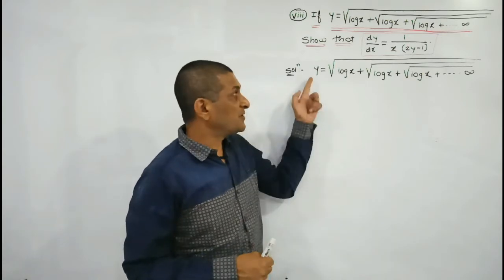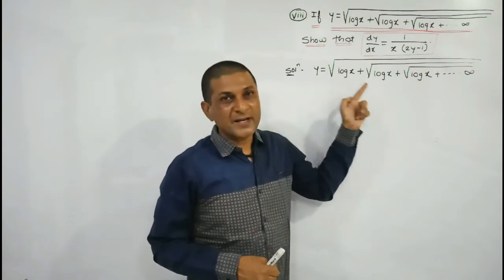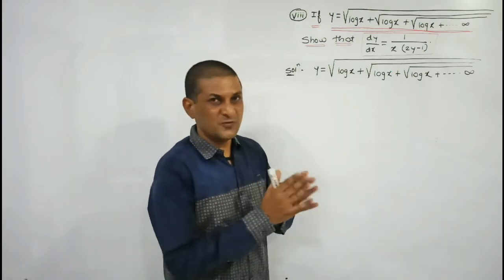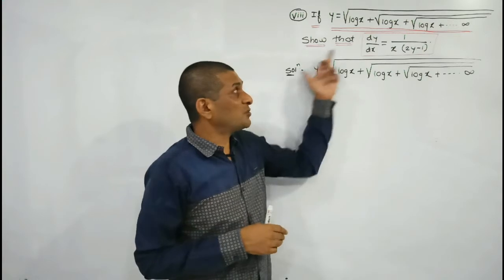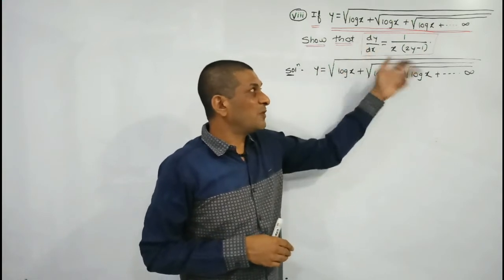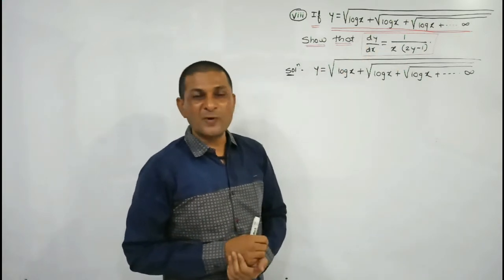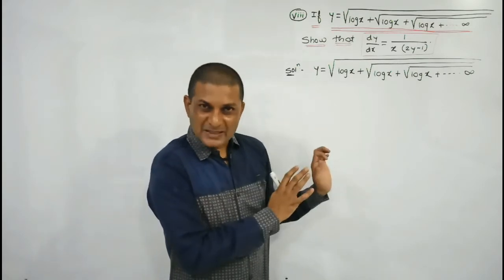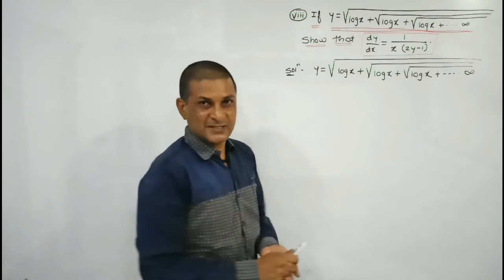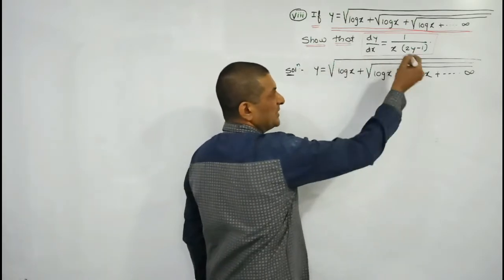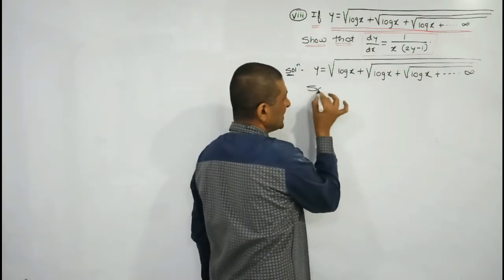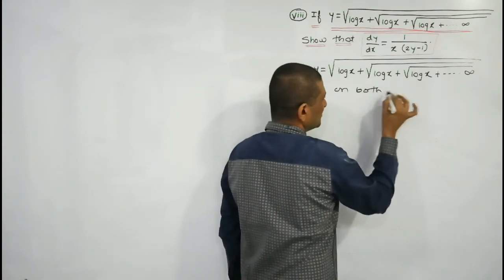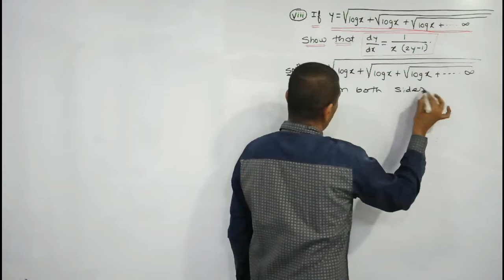In this case the given function is y is equal to under root log x plus under root log x plus under root log x, continuing this way up to infinity. Using this we have to show that the value of dy by dx is equal to 1 upon x into 2y minus 1. Now here also we are using the same method which we applied in the last example. So first we will try to eliminate the first root by squaring both sides. Let us see what result we will get by squaring on both sides.